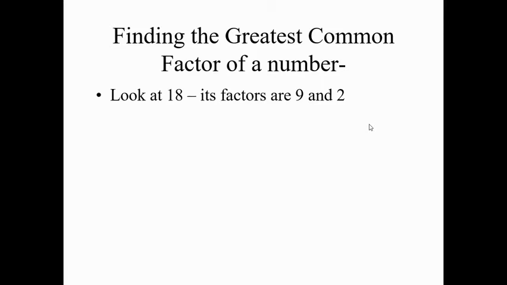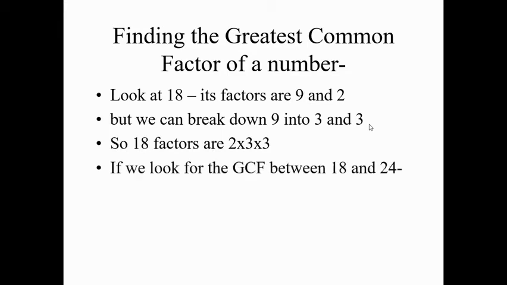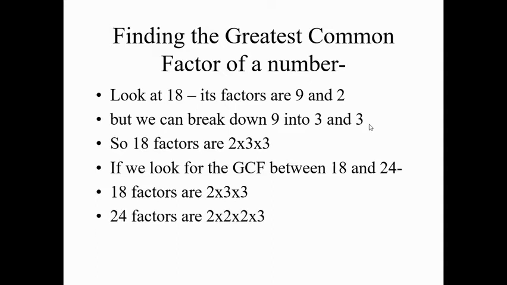Let's look at 18. Its factors are 9 and 2, but we can break 9 into 3 and 3. So 18's factors are 2 times 3 times 3. If we look for the GCF between 18 and 24, we can see that for both of these, they have a 2 and a 3 in common. Well, 2 times 3 is 6. So 6 is the GCF between 18 and 24.